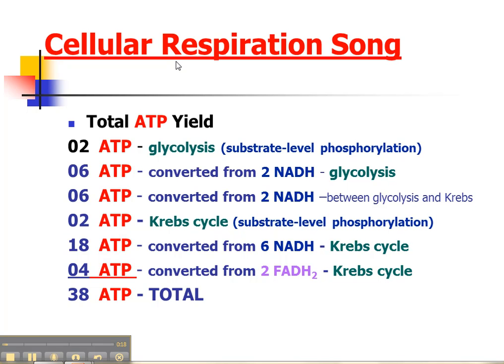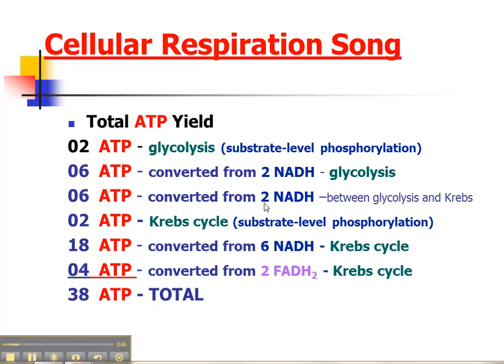And what we're going to be looking at first is the total ATP. Again, if you remember the song, this is why we're in it. And so we have 2 ATP that were made from glycolysis. We also made 2 NADHs in glycolysis. If you were just looking at the last video, each NADH makes 3 ATP. So we get 6 ATP.